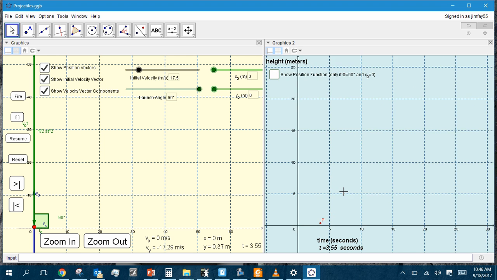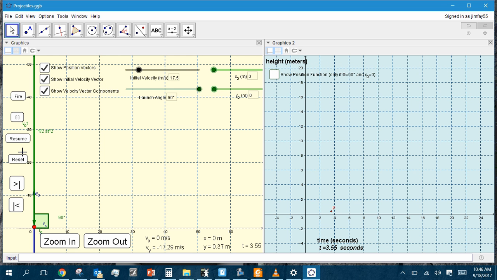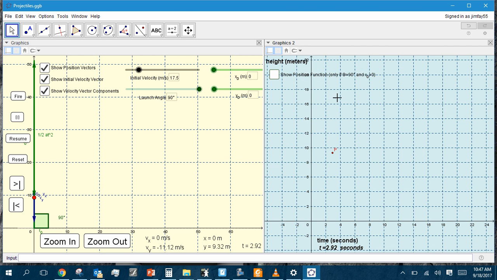Okay, so I'm going to zoom in and just refire this. So reset, fire. Okay, so what's going on here is we see this is going up and coming back down, but over here now we're actually seeing a parabola, and that's because this axis is now a time axis. Okay, and this is the height axis. So what we're seeing here in this case is an h.